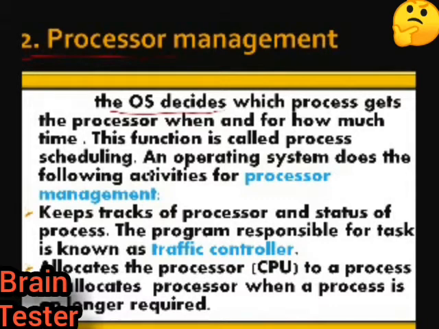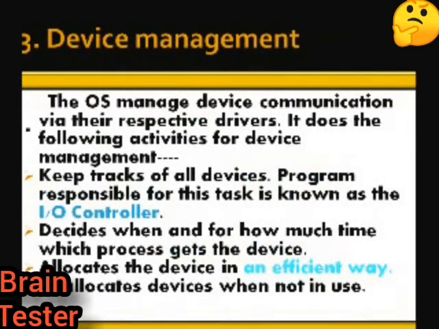An operating system does the following activities for processor management. It keeps track of the processor and the status of processes. The program responsible for this task is known as the traffic controller. I have marked 2 points: it allocates the CPU to a process, and it deallocates the processor when a process is no longer needed.